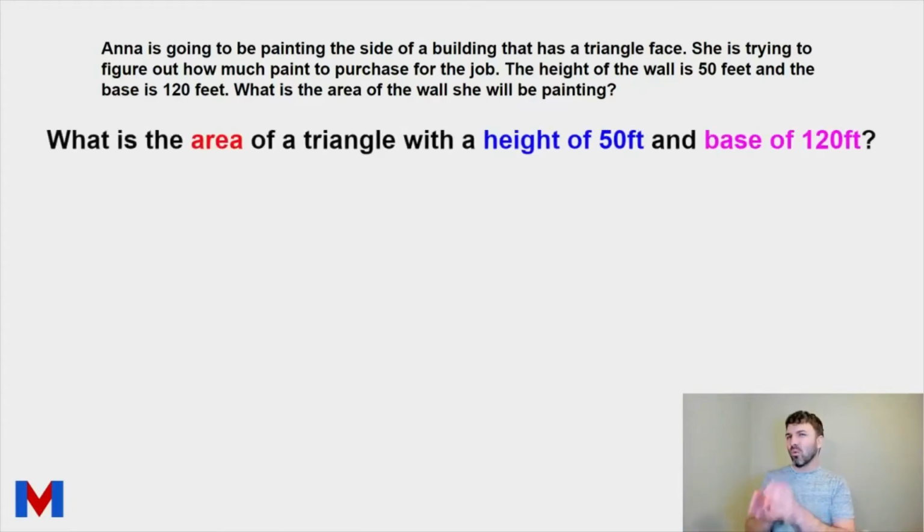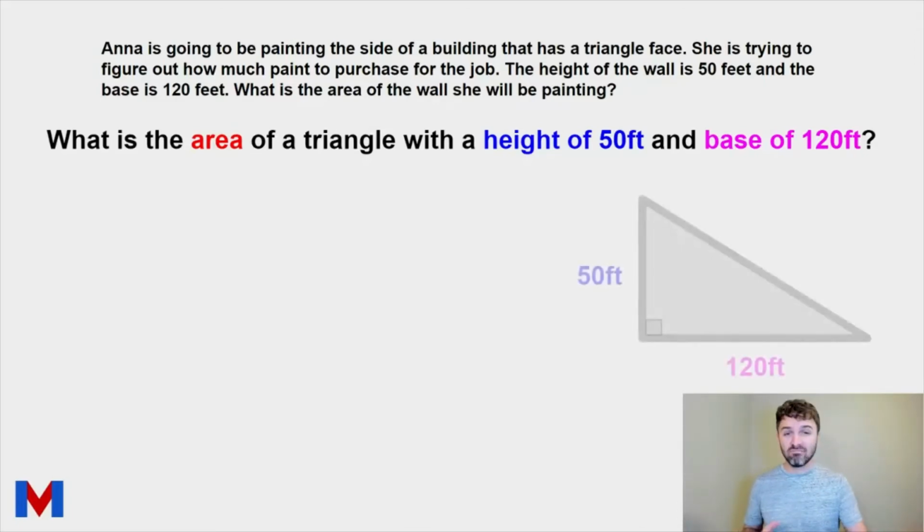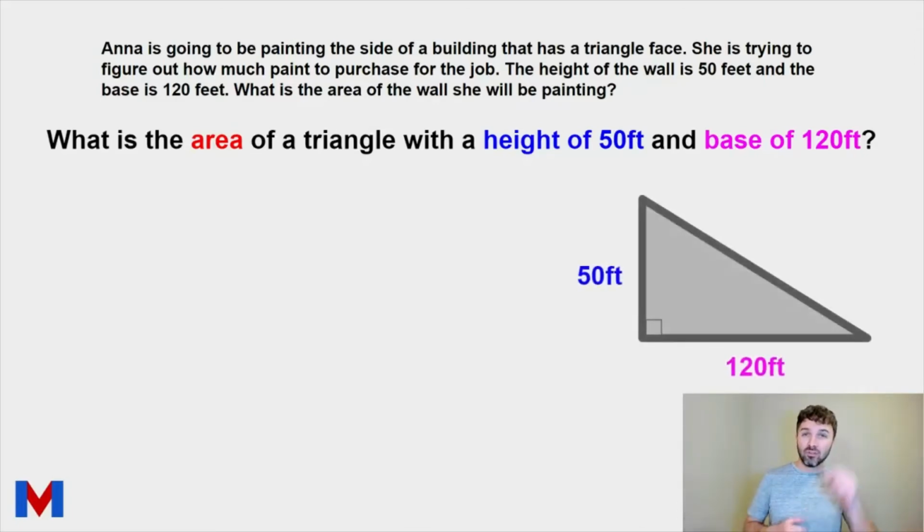It's really saying, what is the area of a triangle with a height of 50 feet and a base of 120 feet? Okay, and really, if I'm trying to figure this out, I'm going to draw this out because it helps to have the image drawn out. Okay? So, how do we figure this out? Well, there's a formula involved for a triangle. Okay? Let's go figure out how that formula came about.